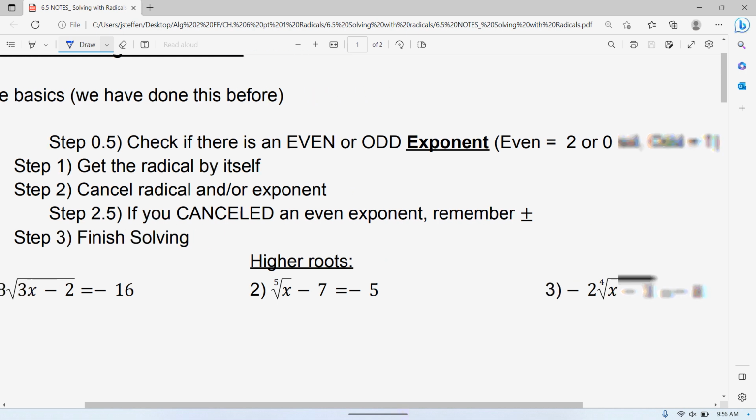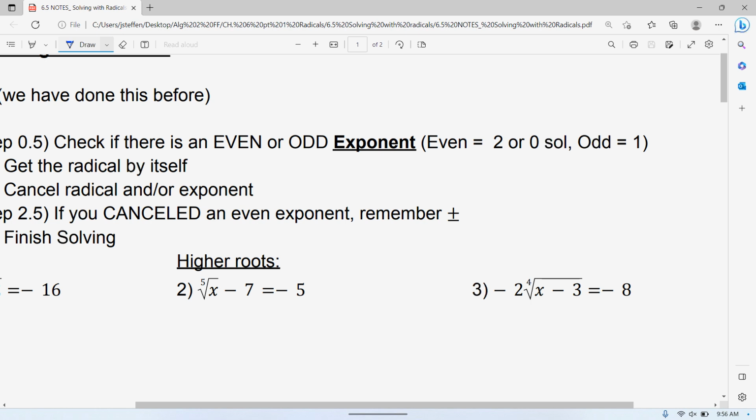Because if it's an even exponent, then you're either going to have 2 answers to it or 0 answers, no solution. If it's an odd exponent, you're only going to have 1 solution. But in my opinion, that's the hardest part, because you get in the habit of just 1 answer every time, and all of a sudden you get one that's an exponent, for that, you could get 2, or you could get 0.